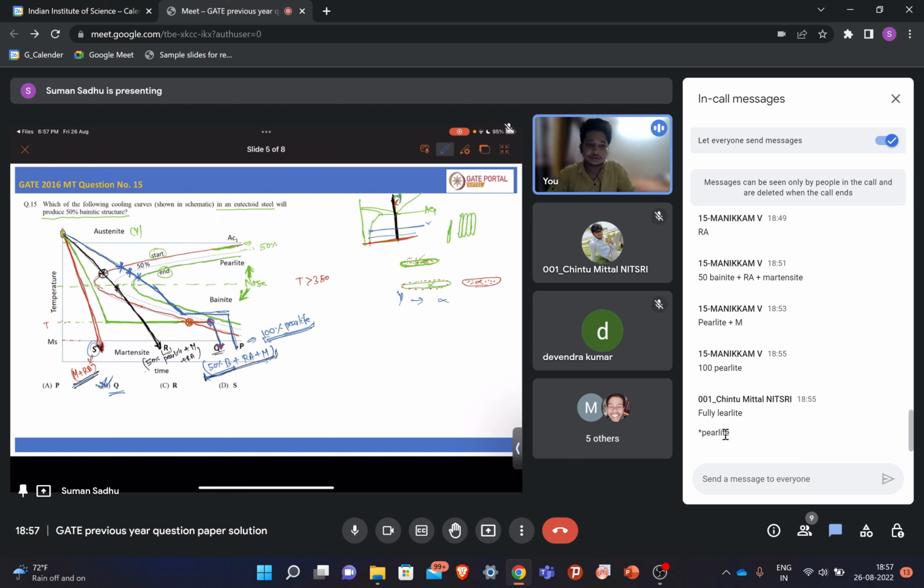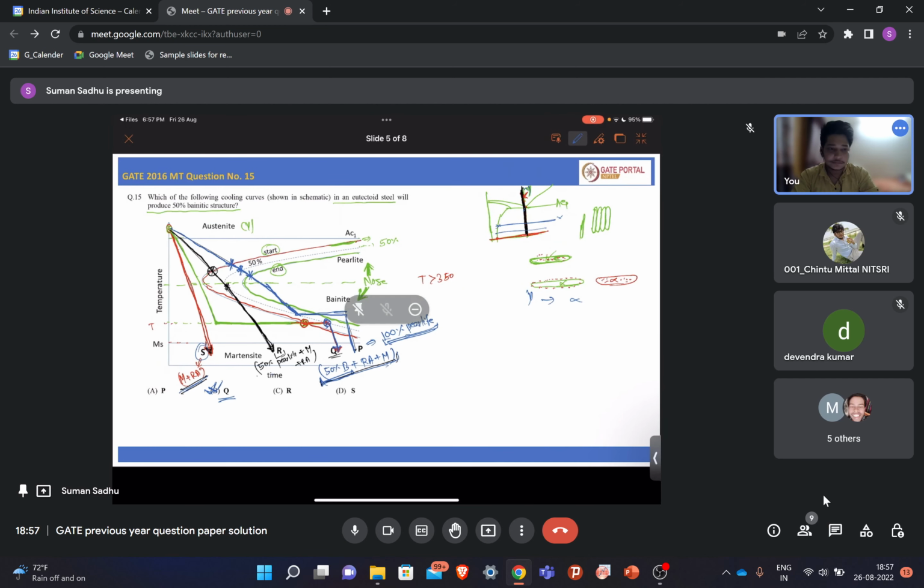So everyone understood how we are getting different fractions of phase, different morphology of phase, depending on the cooling rates? So now you can tell what is the significance of this C curve, or TTT curve, that is transformation temperature and time. Everyone understood?